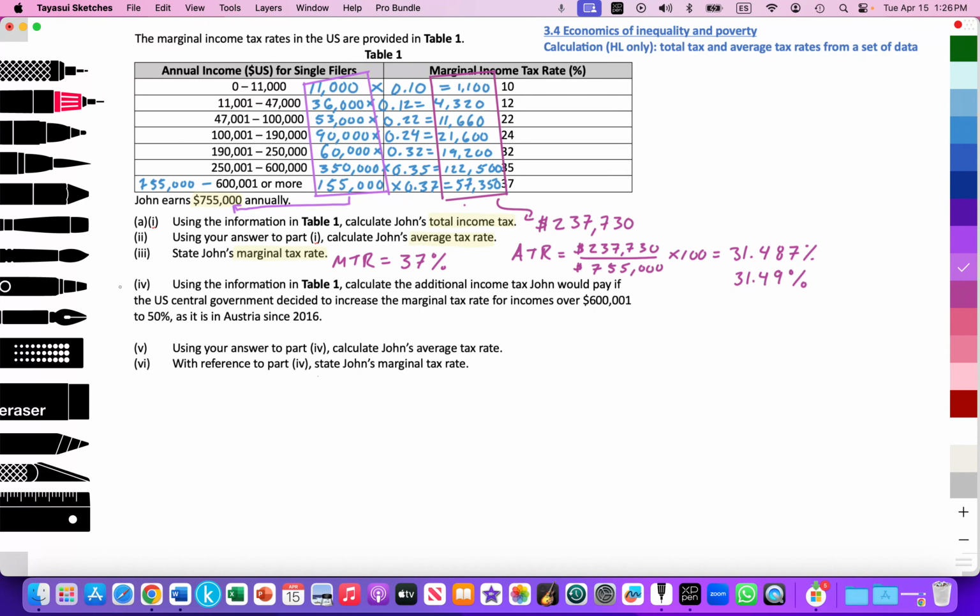Let's move on to question 4. Using the information in table 1, calculate the additional income tax John would pay if the U.S. central government decided to increase the marginal tax rate for incomes above 600,000 to 50%, as it is in Austria since 2016. So we're going to increase that higher tax bracket in the United States from 37% to 50%. And we want to discover the additional income tax that John is going to have to pay. So how would you do that? Think about that. I want you to pause the video and attempt that question on your own. Please go ahead, pause the video, and try it.